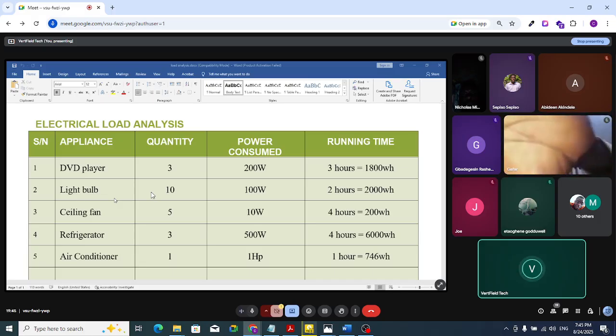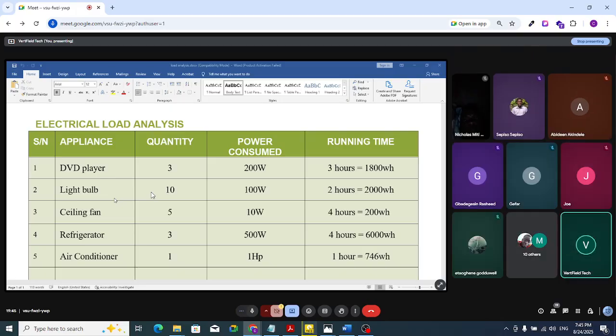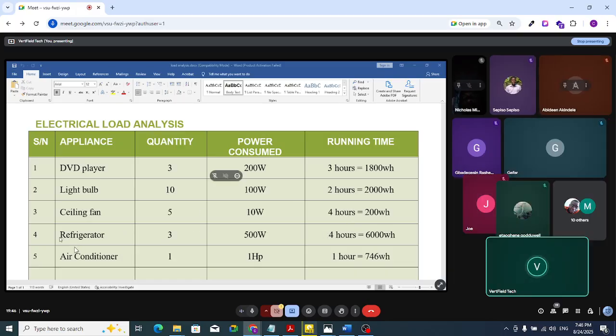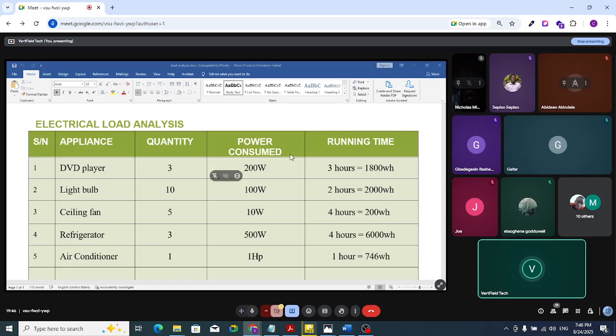For the refrigerator, the quantity is 3. The power consumed is 500 watts. The running time is 4 hours. For the air conditioner, the quantity is 1. The power consumed is 1 horsepower. The running time is 1 hour.